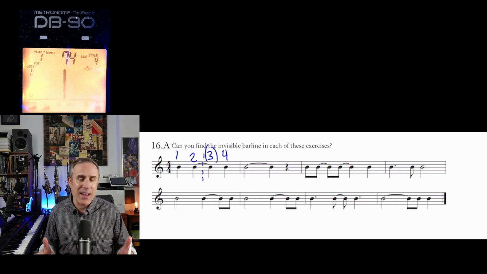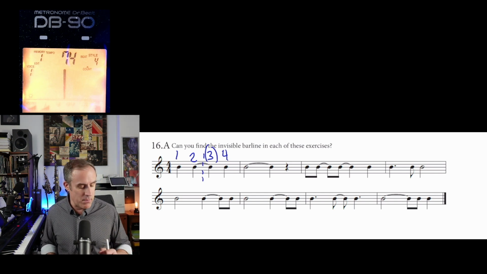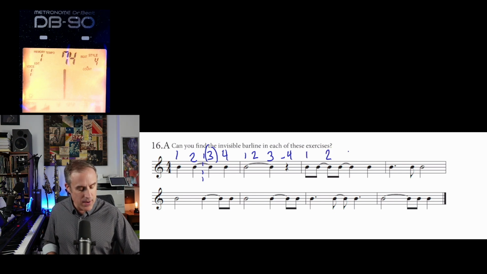Because of that tie in the middle there, that middle note will get 2 beats and we don't re-articulate beat 3. Moving on to measure 2, we've got a half note on beat 1 and 2 tied to a quarter note on beat 3. So that's like a dotted half note. So I would write -4 here over that quarter rest. In the third measure, we have beat 1 right here, beat 2 right here, beat 3 right here, and beat 4 on this quarter note.